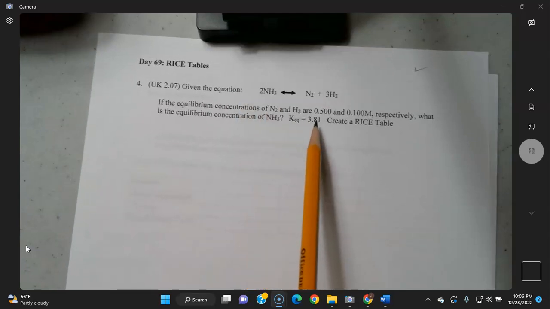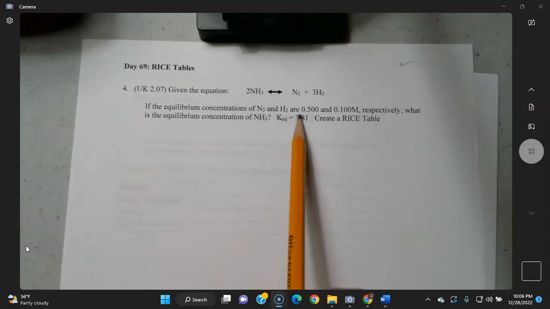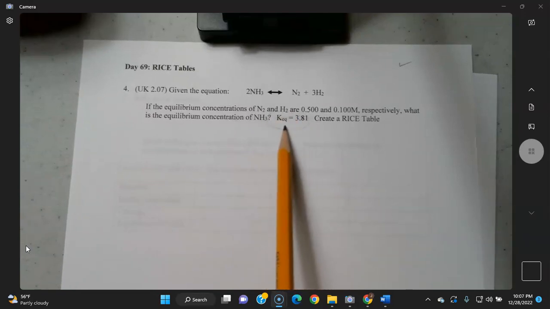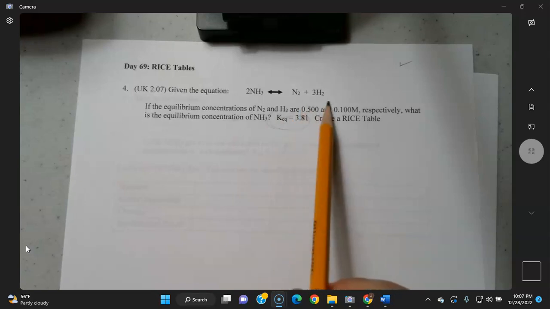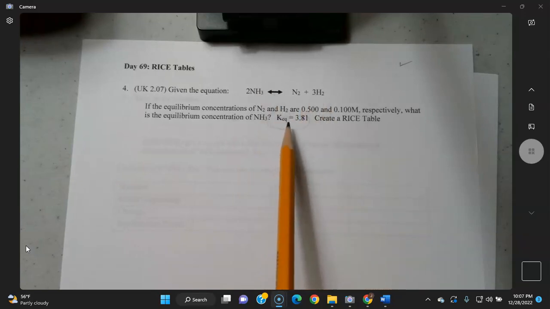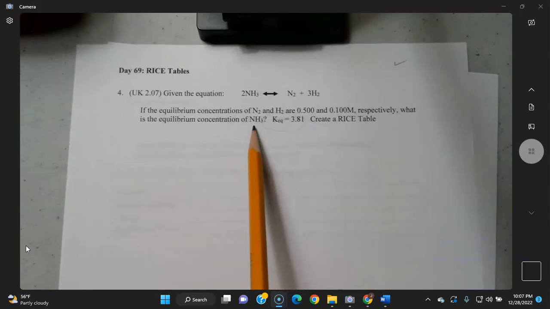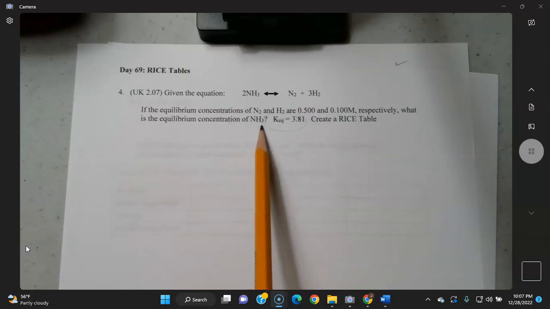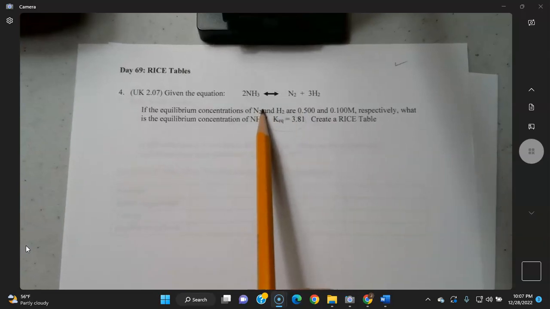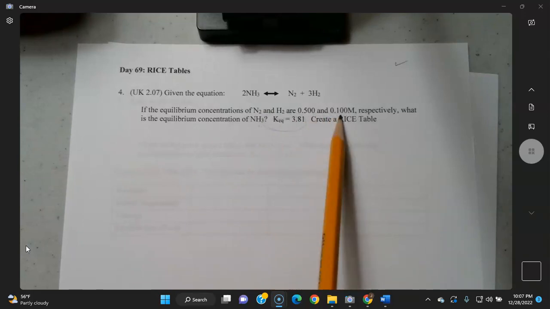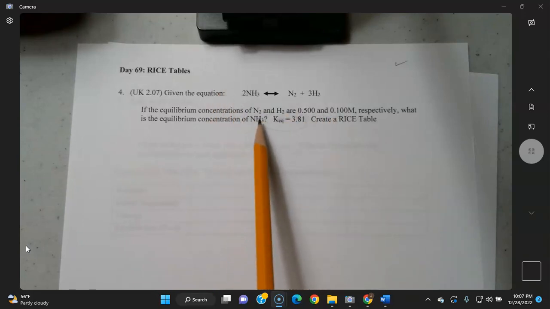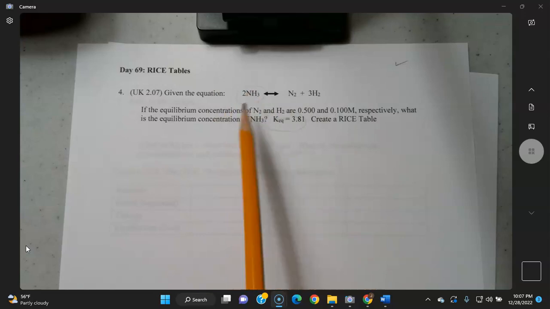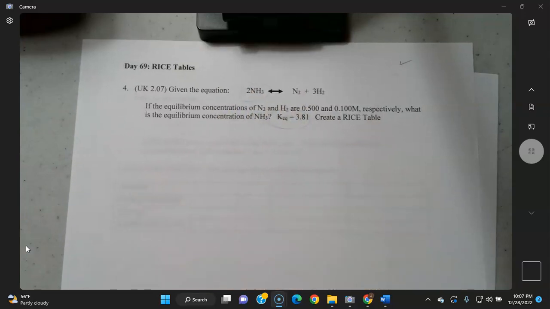Okay, now we're going back in the other direction. We're given an equilibrium constant. It just says K equilibrium. These are probably gases, so it's probably a pressure, but we'll just call it equilibrium. It wants to know the equilibrium concentration of NH3. So it gives you equilibrium concentrations of these two, and then it wants to know the equilibrium concentration of this one over here. All right?